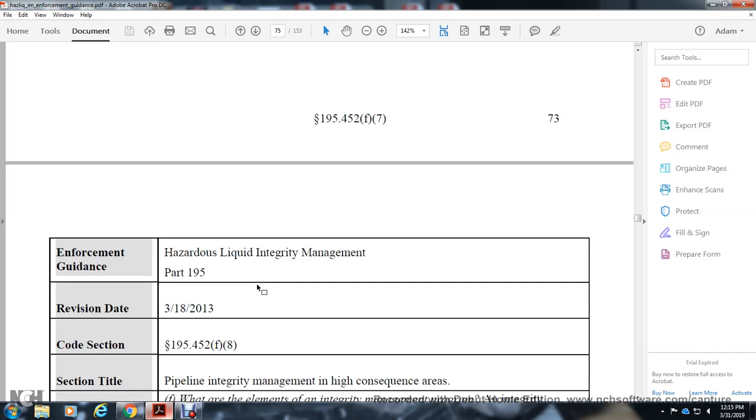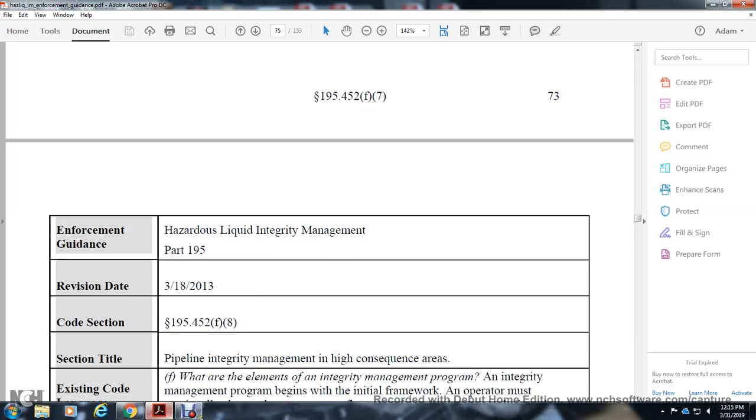And page 75, liquid integrity management program. We're going to cut the tape at every 25 pages.